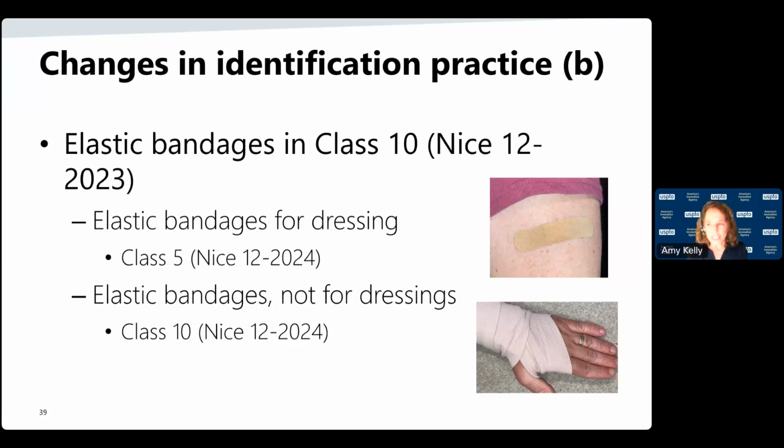Those bandages are used for dressing, so they are in Class 5. If not used for dressing, another commonly misused trademark registration is for ACE bandages. Yes, ACE is a registered trademark. Those types of elastic wrap bandages are in Class 10.